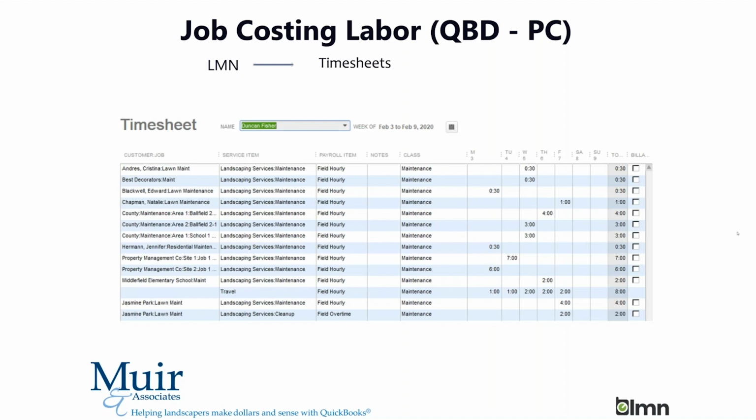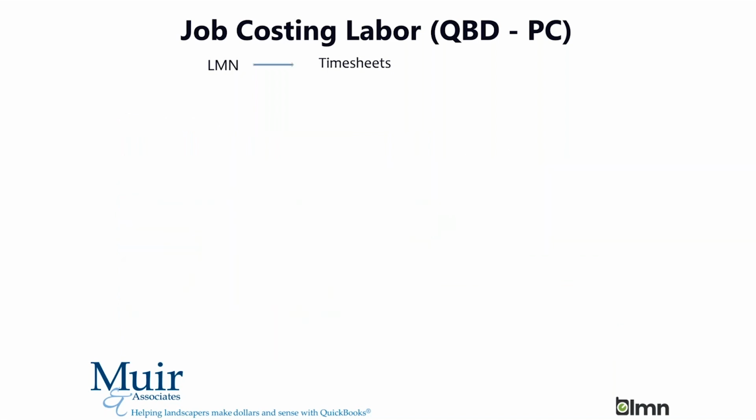Having done these manually, I just love that you can have it like this. It's so simple when LMN can send it right over into QuickBooks. It's allocated by the job, what they did, it's got their wage taken care of, it's got their class or division, and all the time is right there. So great that it's there for you, much simpler than having to do it by hand. But you can take it a step further.